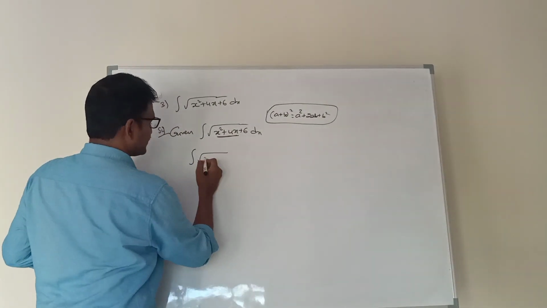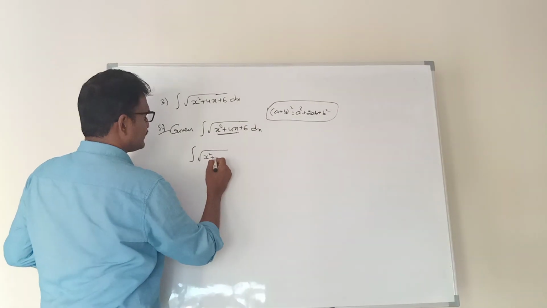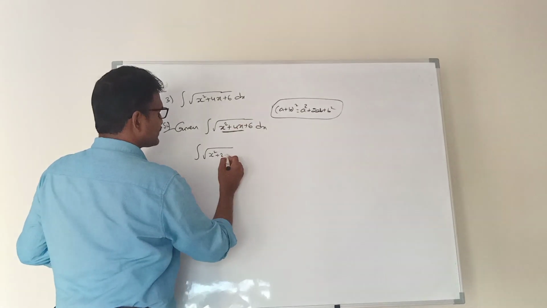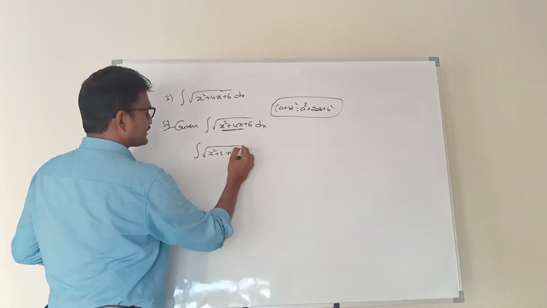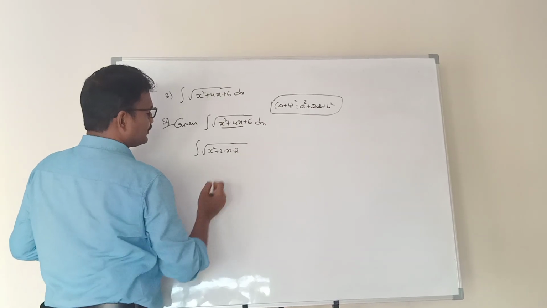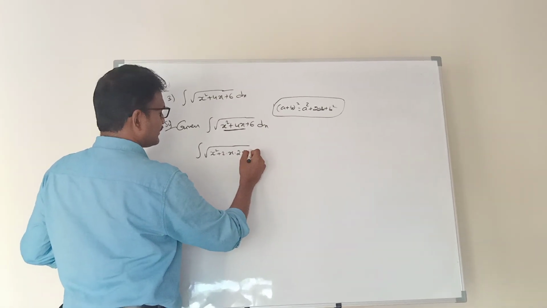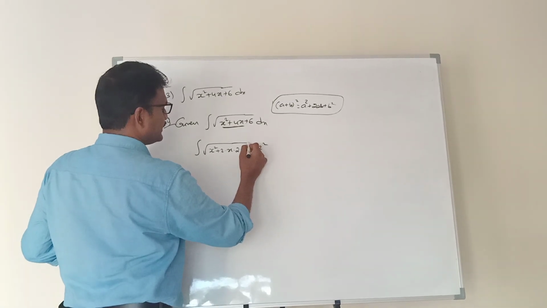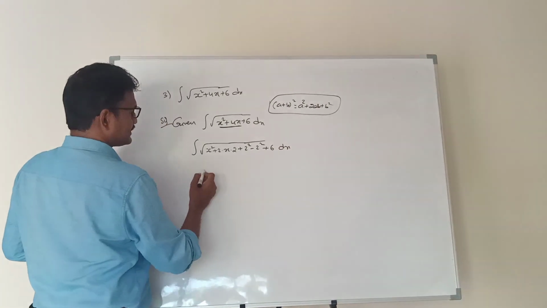How to write this: a square means x square, so x square plus 2 into a, which is x. A square is x square means the value of a is x. So to get 4x here, what should I write for b? 2. So 2 into x into 2. Now adding and subtracting b square, plus 6.